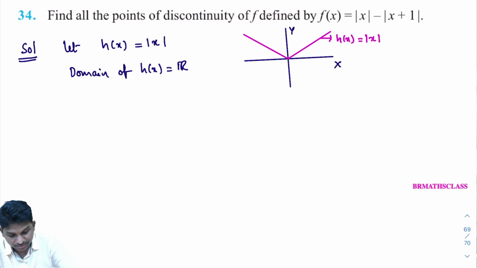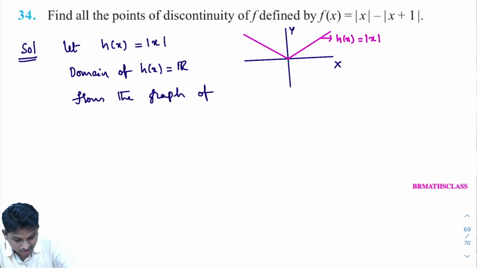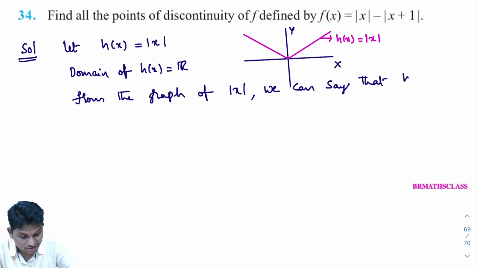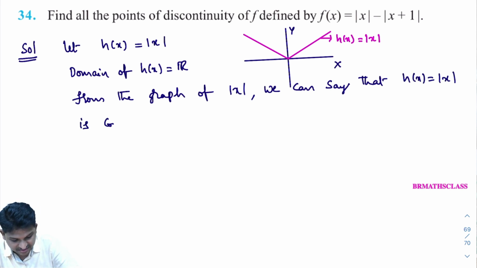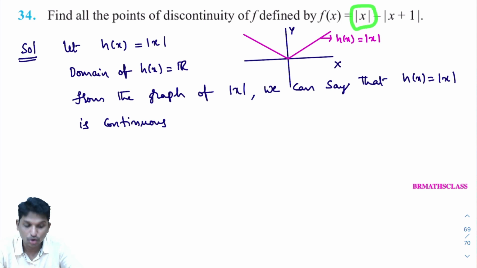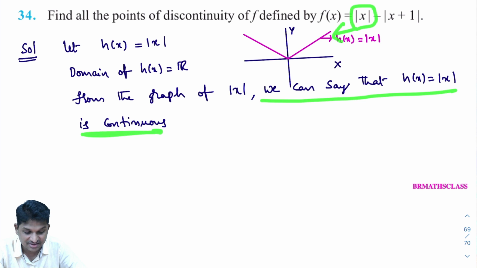So from the graph, what can I write? From the graph of mod x, what can we say? We can say that h of x, which is mod x, is continuous. Okay, we came to know that it is continuous. Very good. I drew its graph, I got that there is no gap in its graph, so I can say that it is continuous, and it is continuous on real numbers.